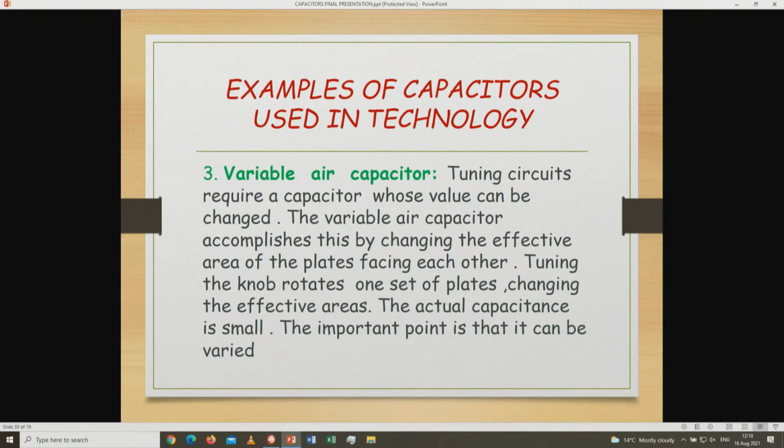We also have variable air capacitors. Tuning circuits require a capacitor whose value can be changed. That's why a variable capacitor will be useful in this instance. Like our remote controls will have a variable capacitor so that we can tune. Radios also have a variable capacitor so that we can tune them whenever we want to tune them.